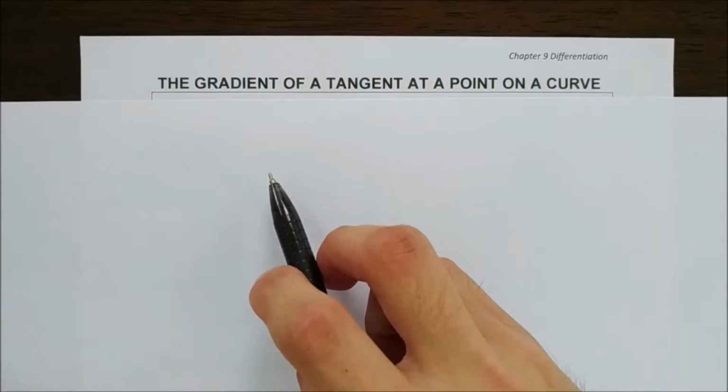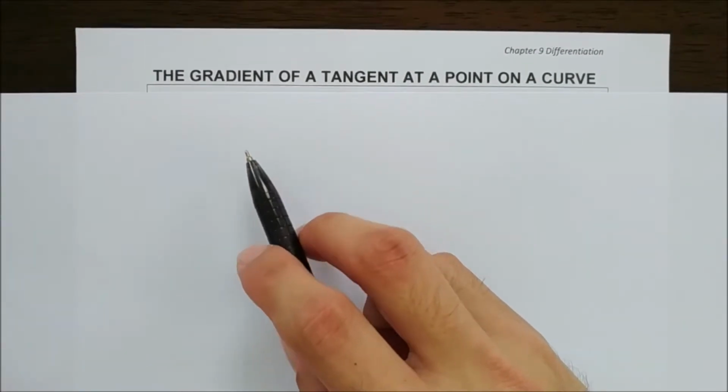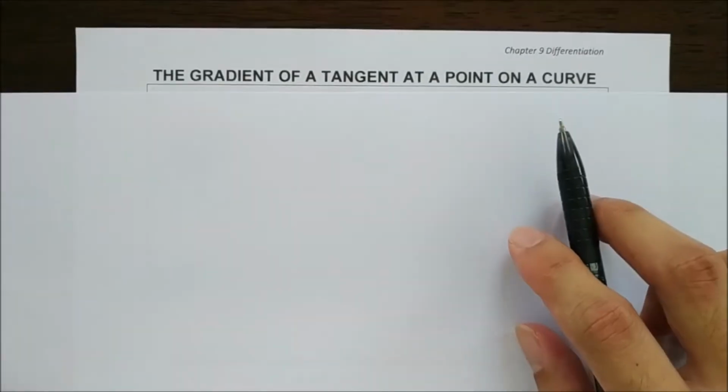Hello everyone, now we are going to look at Form 4 Additional Maths Chapter 9 Differentiation. Before we start, I assume you already know all the basics of differentiation or finding the first derivative of any given functions or any given equations. So this part we are going to look at the gradient of a tangent at a point on a curve.